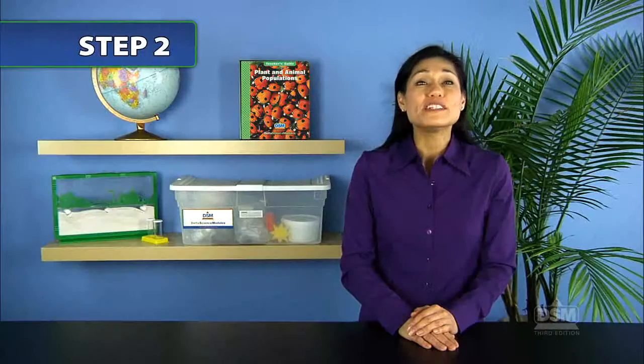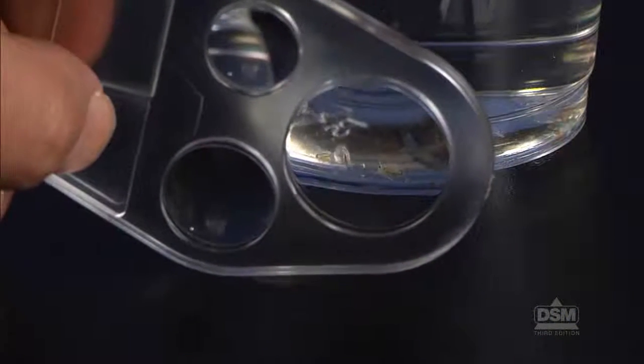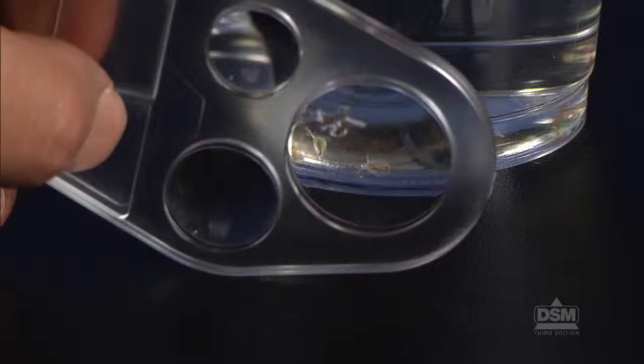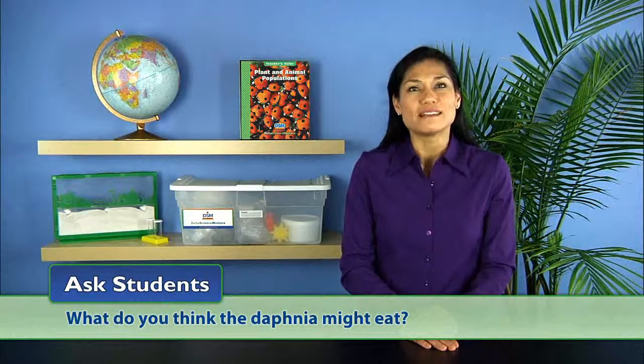When students have completed their observations, ask, how do the Daphnia move around? Students may have noticed that they swim in circles, wiggling their legs. Inform students that Daphnia also use their antennae like oars to help them swim through the water. Then ask students, what do you think the Daphnia might eat? Students will guess that Daphnia must eat something in the water that is even smaller than them.